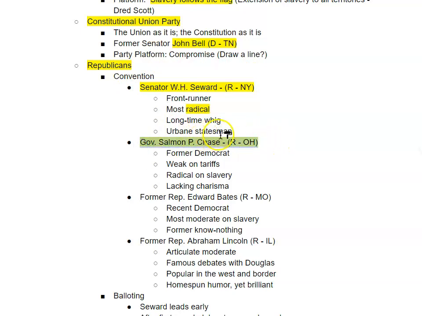You also had Governor Salmon P. Chase, who was not a Whig but a former Democrat, and therefore weak on tariffs, which made him unpopular with a lot of Republicans who were more Whiggish and pro-tariff. He was just as radical on slavery, but he was lacking in personal charisma. He often thought, because his fishy-sounding name made him a little self-conscious, but he was not as long of a Whig and Republican as Seward was, and he was not as sophisticated.